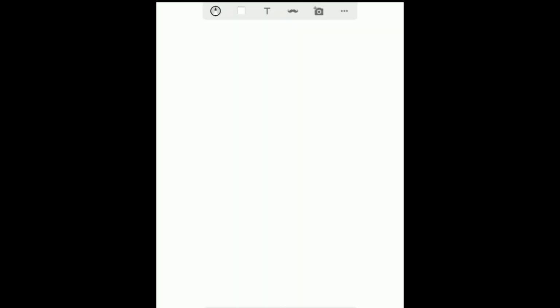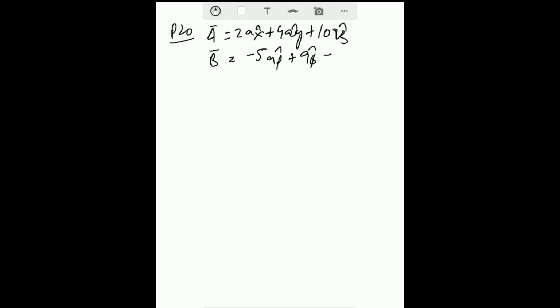So we have problem number 20, in which I have two vectors: A in Cartesian, 2a_x plus 4a_y plus 10a_z, and B in cylindrical, minus 5a_rho plus a_phi minus 3a_z, and I need to find A plus B at the point in Cartesian system 0, 2 and minus 5.